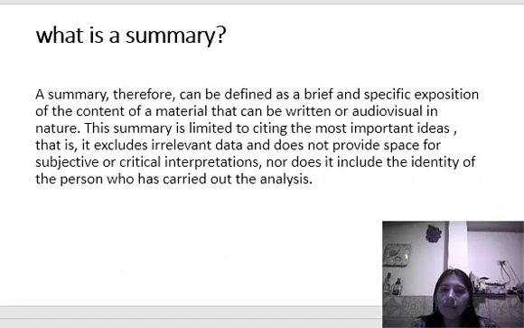What is a summary? A summary, therefore, can be defined as a brief and specific exposition of the content of a material that can be written or audiovisual in nature. This summary is limited to citing the most important ideas, that is, it excludes irrelevant data and does not provide space for subjective or critical interpretation. Nor does it include the identity of the person who has carried out the analysis.